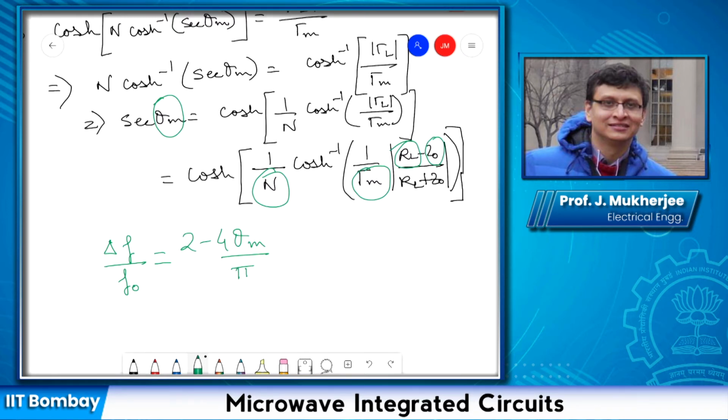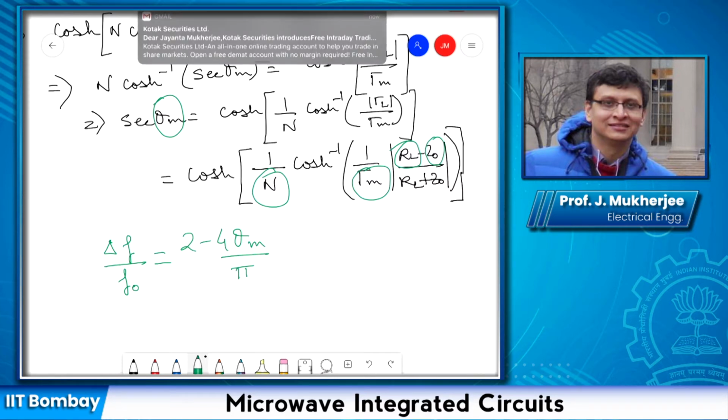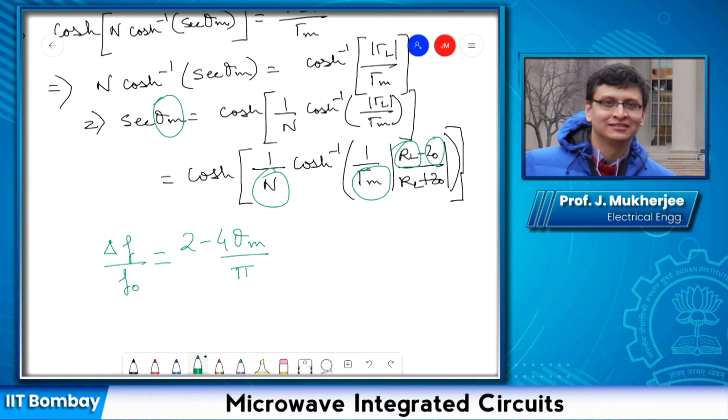So now you may ask, how do I find out the order of the filter, the order of the matching network, that would be most appropriate? The way to do it is, suppose you have been given a particular value of gamma m that has to be achieved. You know what is RL, you know what is Z0. Then you first take n equal to 1 and see what is the value of theta m, and then find out this delta f upon f0 and see whether that is satisfying your bandwidth requirement.